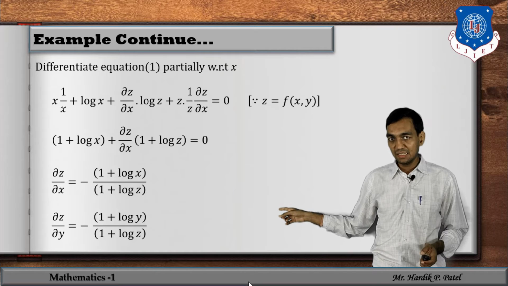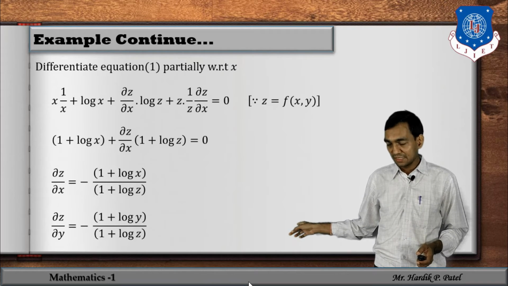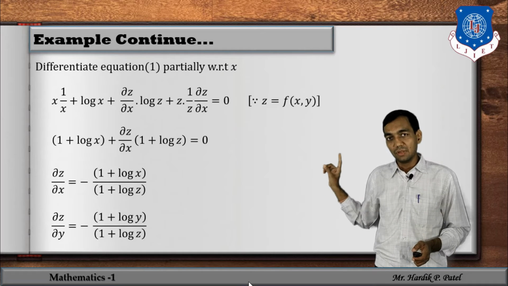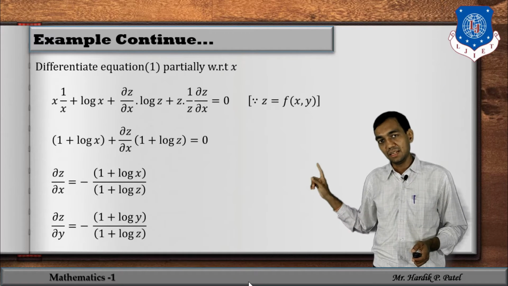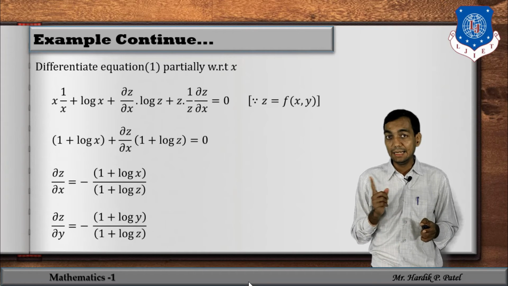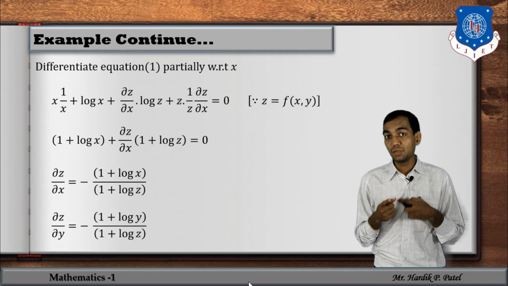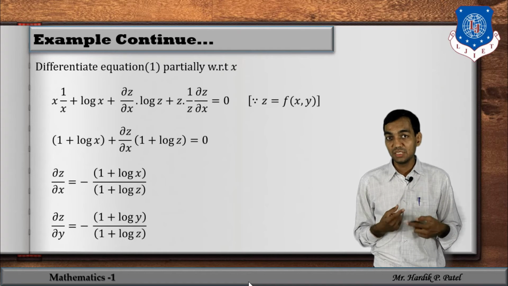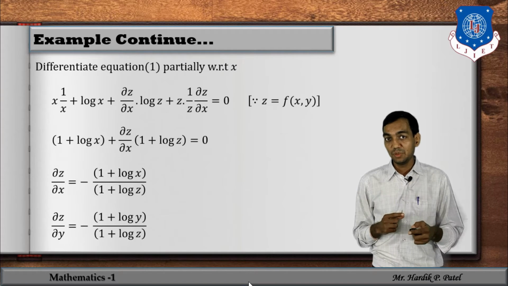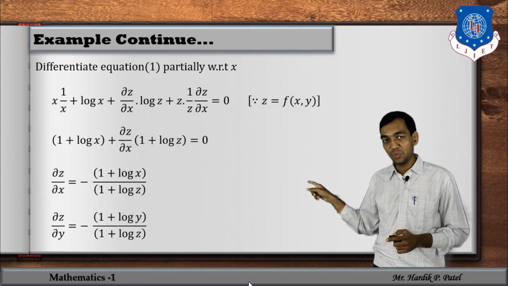So first x as it is, derivative of log is 1 upon x. Secondly, log x as it is, derivative of x is 1. Then y log y is treated as a constant because x and y are independent variables. But z is not independent, z is a function of x and y. We have to consider it. Okay, so please remember z is not a constant. So here we are differentiating z with respect to x.